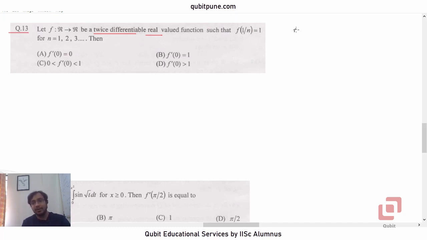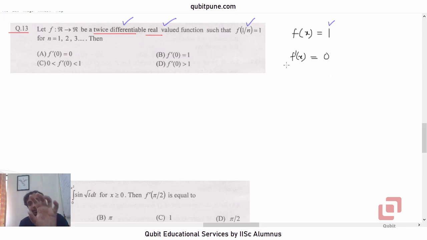The function that I am going to consider is the constant function, f of x equal to 1. Is it twice differentiable? Yes, it's a constant function, so it can be differentiated infinitely many times. Is it real valued? Yes, it is real valued. Now, does this satisfy this requirement, f of 1 over n is 1? Yes, in fact it is equal to 1 for all values of x, no matter what you put. So this condition is also satisfied there. Now it's simple, right? You just differentiate this, f dash of x will be 0.